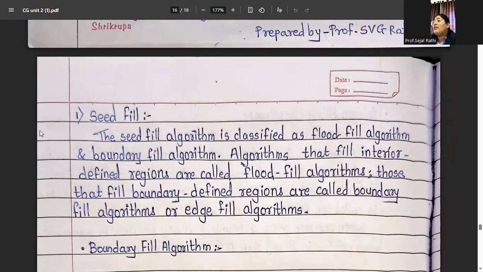The algorithms that fill interior defined regions are called flood fill algorithms, and those that fill boundary defined regions are called boundary fill algorithms.